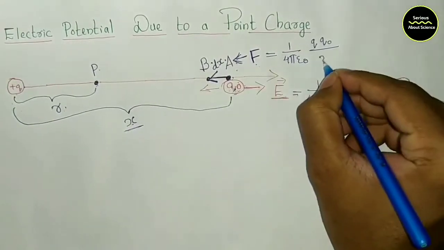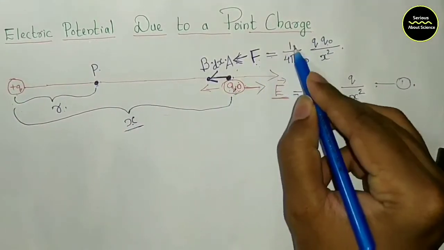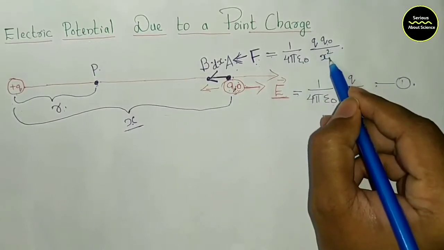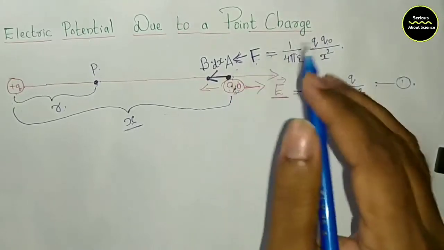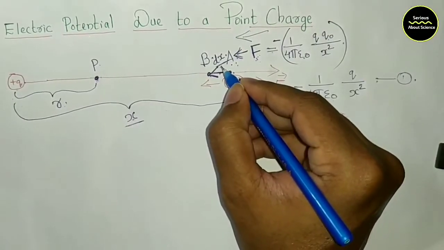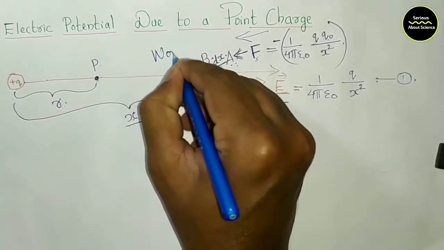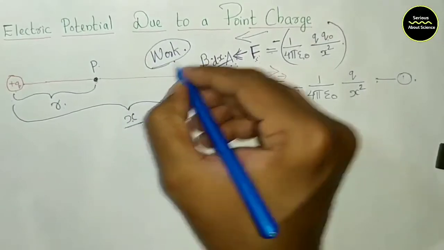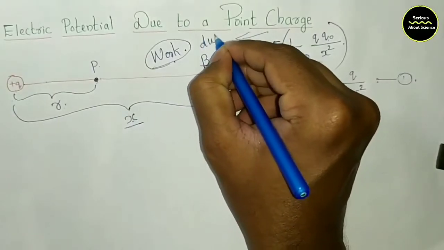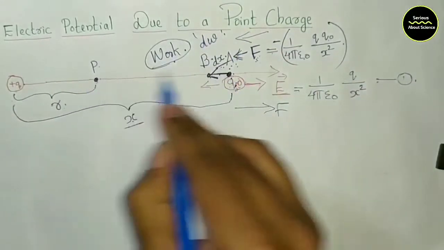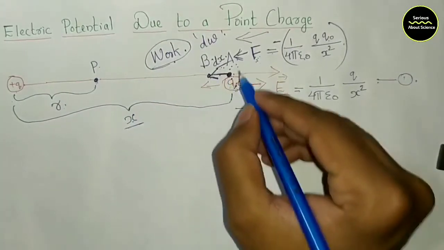Using Coulomb's law, I can write the value of electrostatic force on this test charge Q naught. Force F will be equal to 1 by 4 pi epsilon 0 into the two charges, Q into Q naught, divided by distance square. What is the distance between these two charges? From plus Q to Q naught, the distance is marked as X. So F equals 1 by 4 pi epsilon 0 Q Q naught divided by X square. This will be the value of force of repulsion acting on this test charge Q naught.